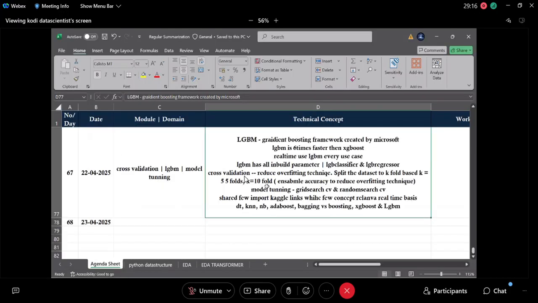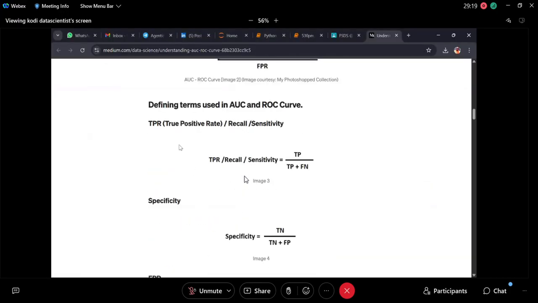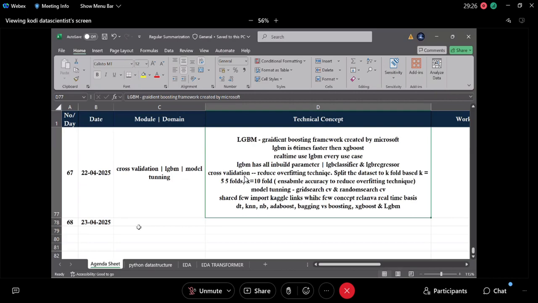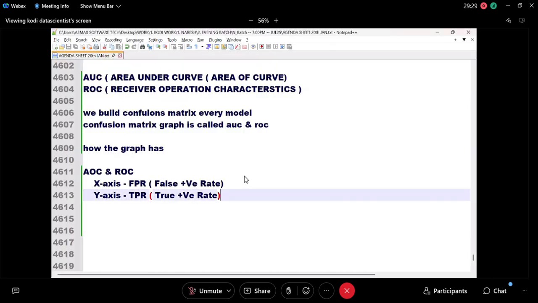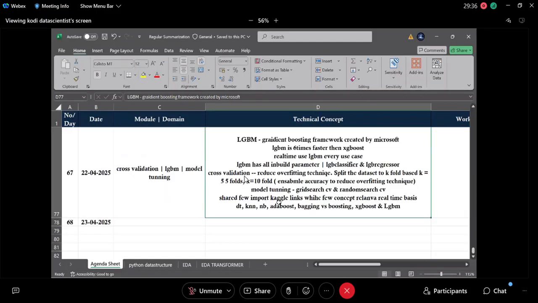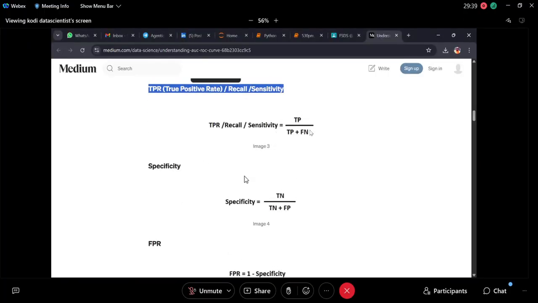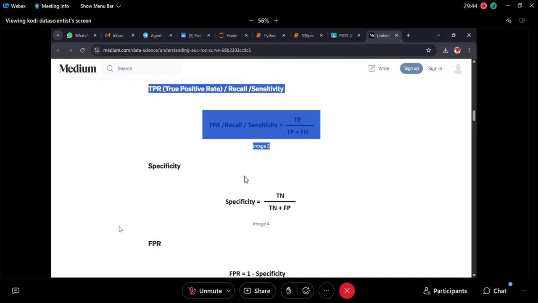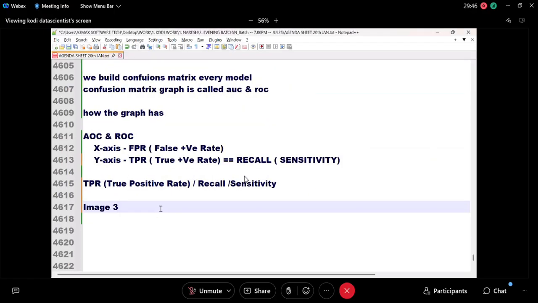Okay. So this TPR is called recall and sensitivity. So let's go back, and TPR we call recall and sensitivity. Clear, guys? And here the formula is TP by TP plus FN. Please understand this formula. Let's copy and mention it here. So what is the formula, guys, over here? TP by TP plus FN.